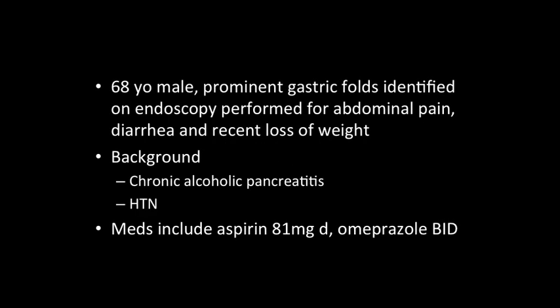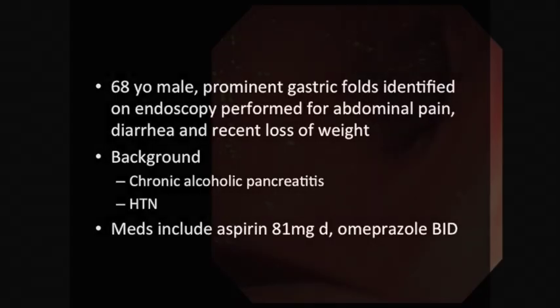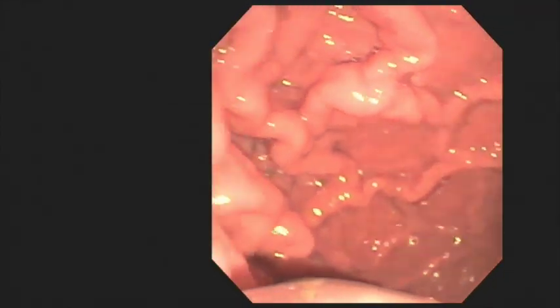A 68-year-old male had prominent gastric folds identified on an endoscopy performed for evaluation of abdominal pain, diarrhea, and recent loss of weight. He had a background of chronic alcoholic pancreatitis and hypertension and was on regular low-dose aspirin and omeprazole. A radial EUS was performed.